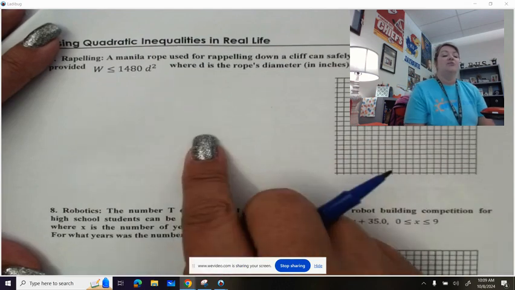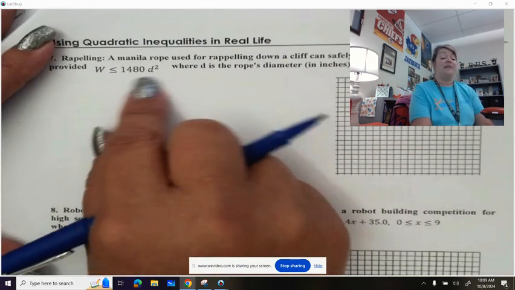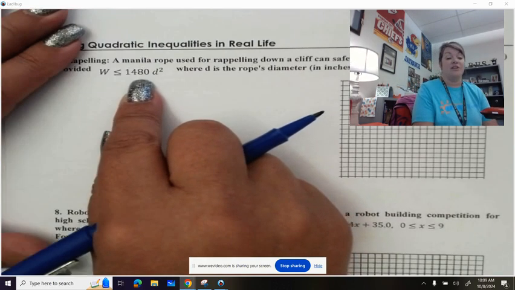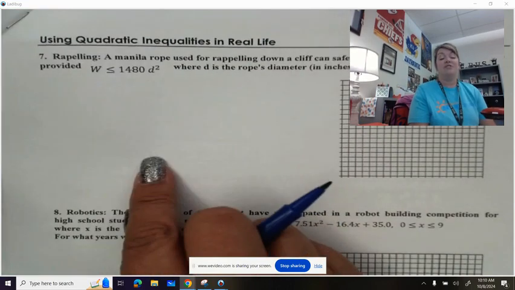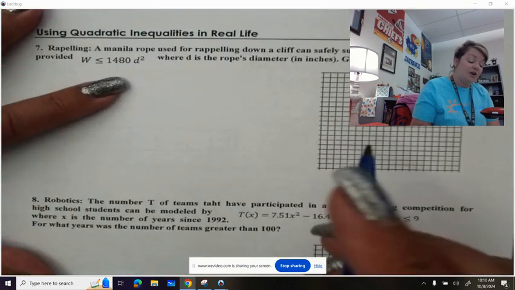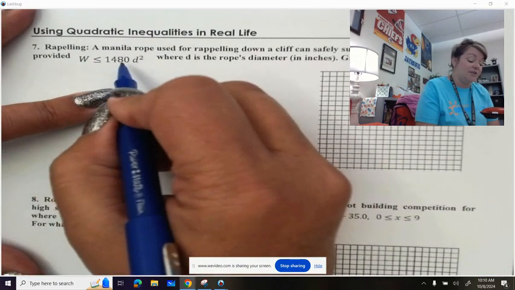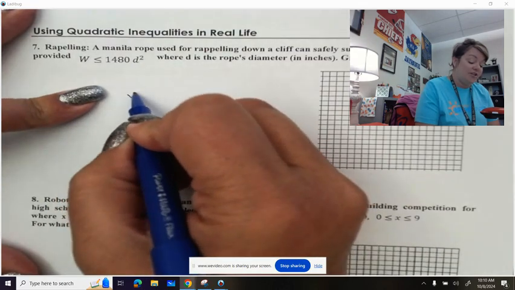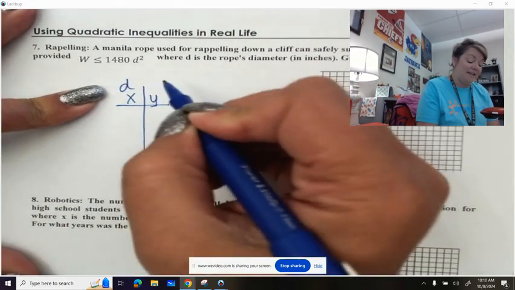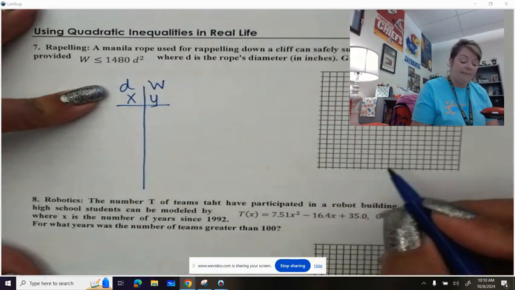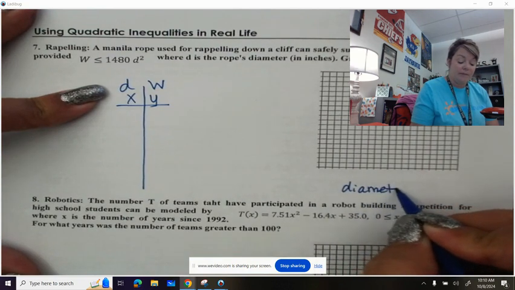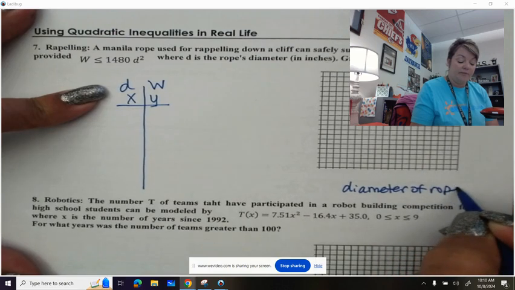Okay. So if I go to plug this in my calculator, I'm going to have to change my window settings around a lot because I know that 1,480 is not just going to show up in a standard 10 by 10 window. But let's try to maybe just do this without for a minute and see what we can get to happen. So this is like our y is less than or equal to 1480x squared. So I'm going to do like if I did x like this and y, except my x is actually my d and my y is actually my w. So on my x-axis, this is going to be my diameter of the rope in inches.